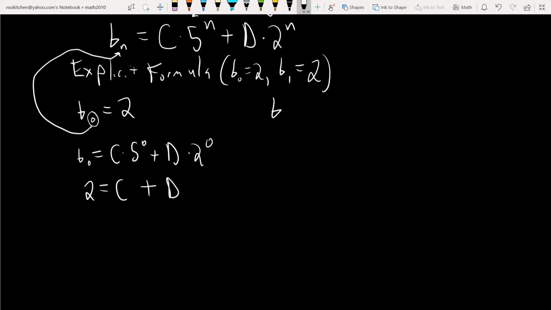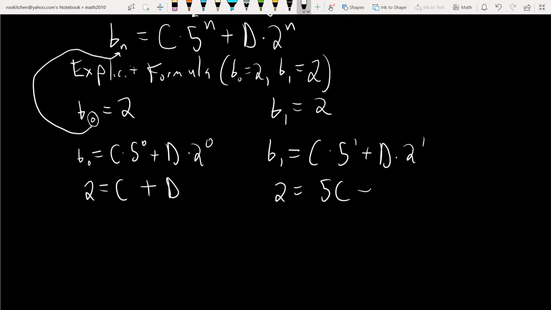Okay. Then I have b sub 1 equals 2, so I use this condition to rewrite the formula. So when I plug in 1 for n, I'll have b sub 1 equals c times 5 to the 1 plus d times 2 to the 1. And then of course b sub 1 is 2, so I have 2 equals 5c plus 2d. Okay. So you have a system of equations and you just solve that.